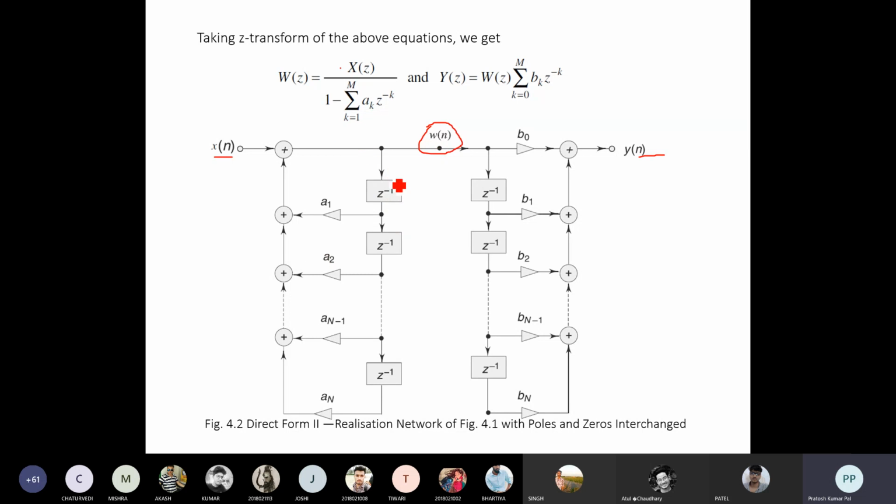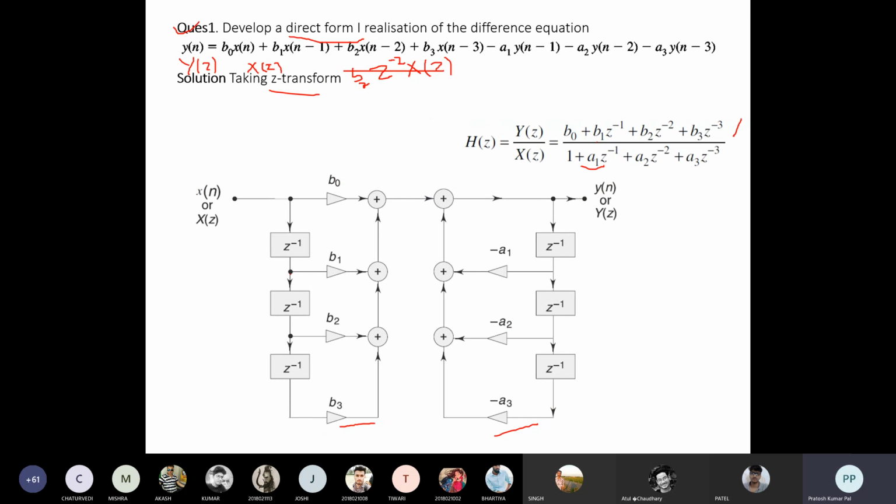So it is a delayed version, so w of n will be delayed once and that will have a coefficient a1. Then 2 times delay and a2 will be multiplied, and similarly the n time delay it will be an. So the same shifting is taking place. So this was the pole representation.